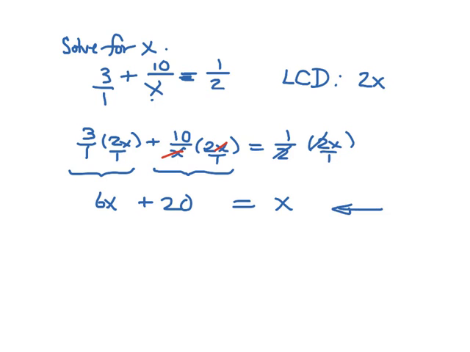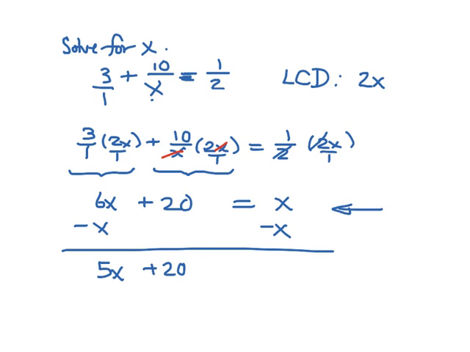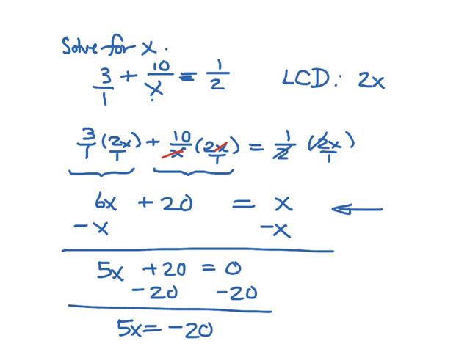Now this equation is something that we're very familiar with solving. So I want to bring all my x's over to one side and then my constants over to the other. So I subtract an x, and that's basically a 1x, right? So I have 5x plus 20 equals 0, and subtract my 20 from both sides, and I get 5x equals negative 20. So I have 5x equals negative 20.